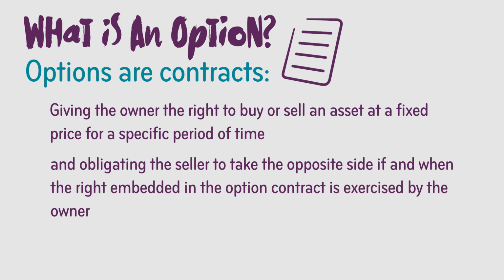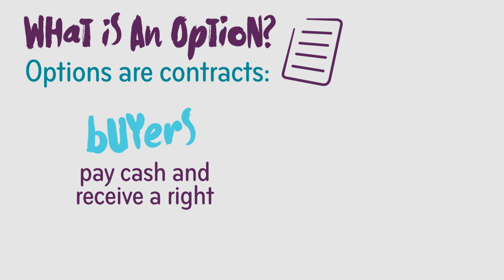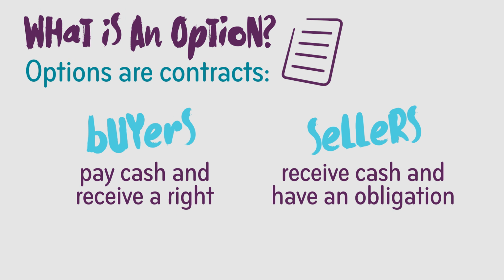It then obligates the seller of the contract to take the opposite side if and when the right embedded in the option contract is exercised by the owner. Bottom line is, the buyers of contracts pay cash, and for that cash, they get a right. The seller of the contract receives the cash, and for receiving that cash, they take on an obligation.